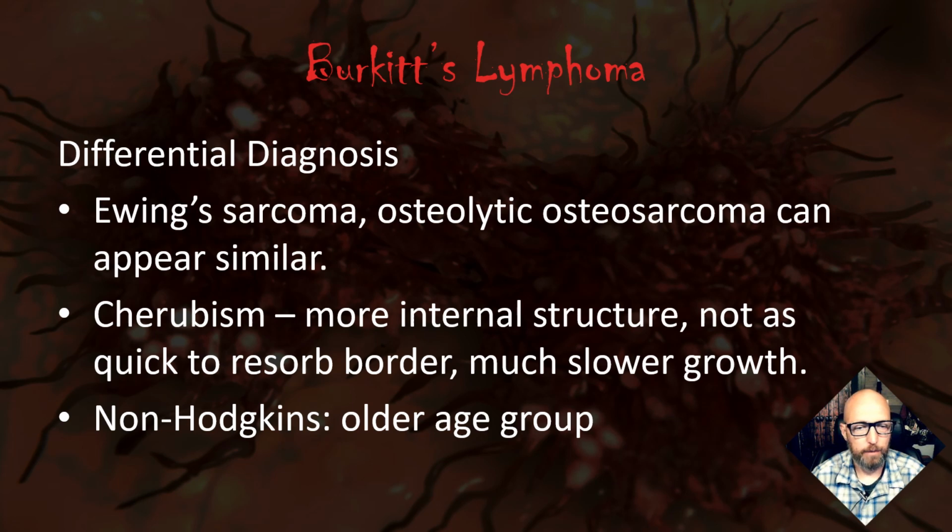You might want to differentiate from other types of sarcoma. Ewing sarcoma can be fairly expansile. Osteosarcoma can be pretty expansile. Cherubism, that's pretty different to me. I think I've talked about that. If not, I will talk about it in the multifocal lecture. Non-Hodgkin, older age group, as we just mentioned.